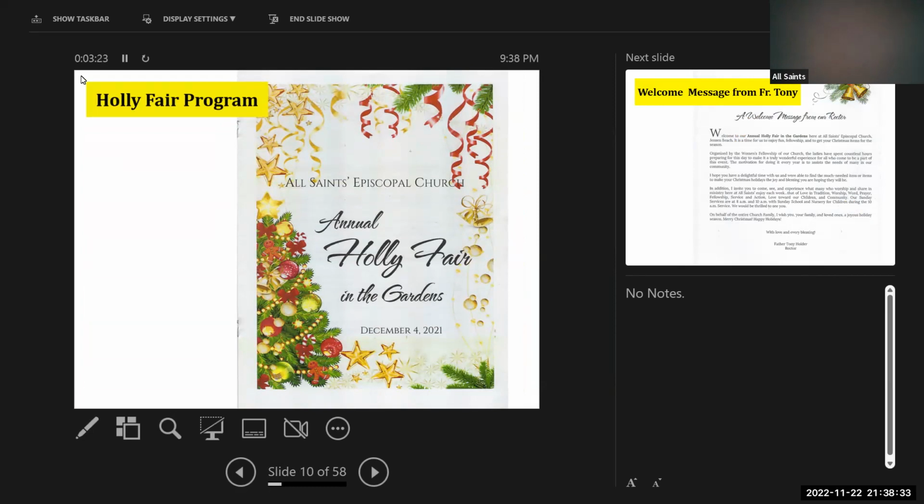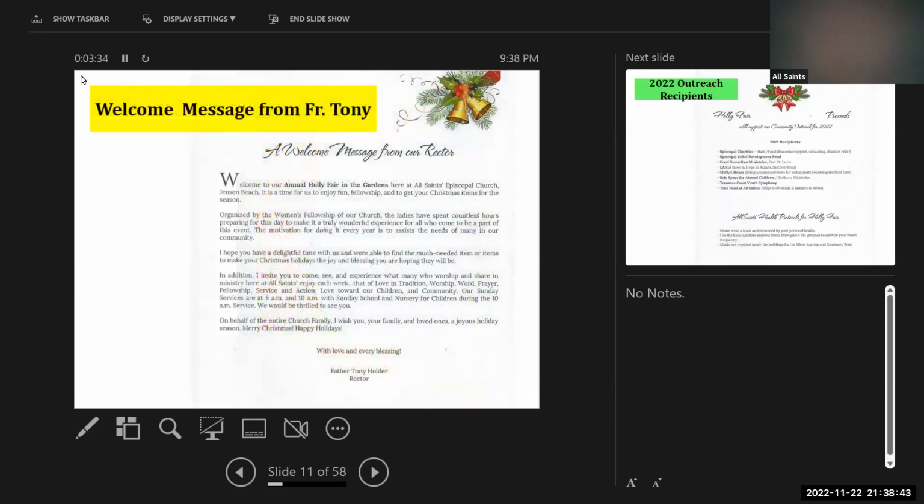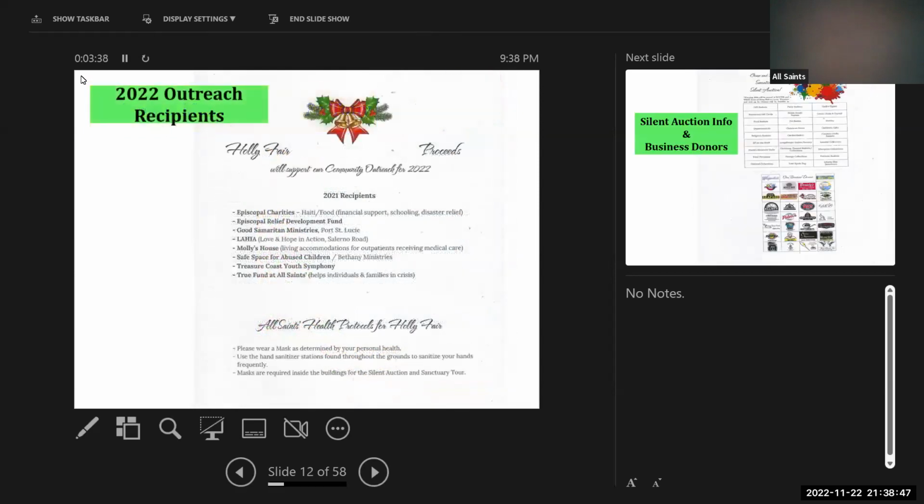The reason we wanted people to come in the same way is so that they get a program, because this is the information we put in the program. We got the front of it, and we got a very nice letter from Father Tony. This is last year's, and I don't know how well you can see it, but we list all the people that we gave money to for outreach. And then, of course, at the bottom is health protocols.